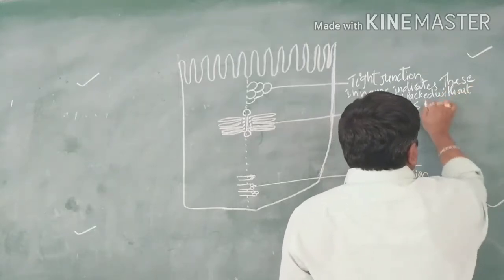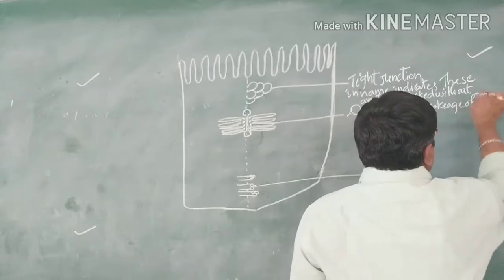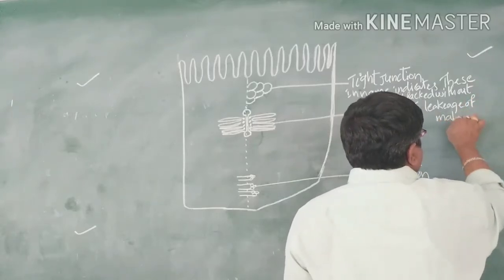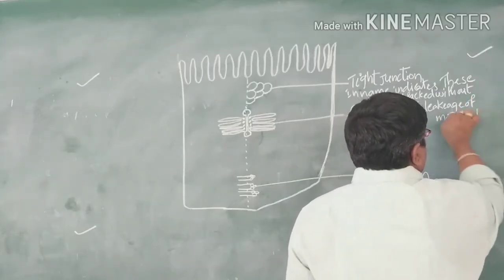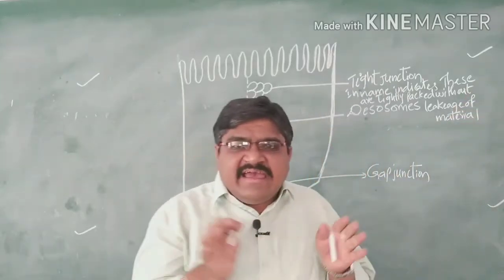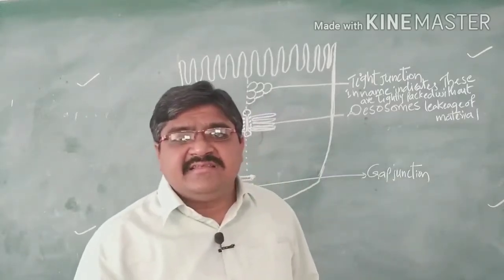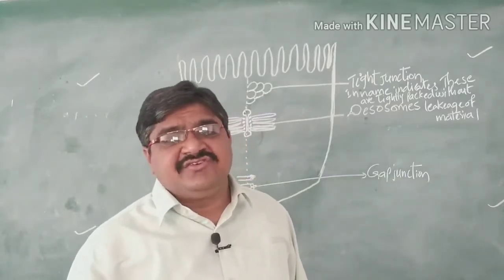Without a leakage of materials or substances, the cells are compactly arranged with one another. Such types of junctions are called tight junctions.